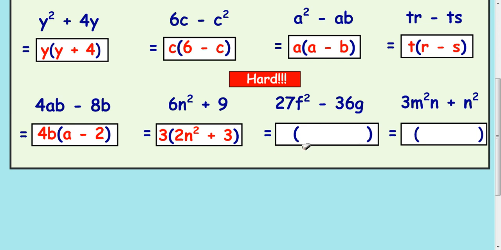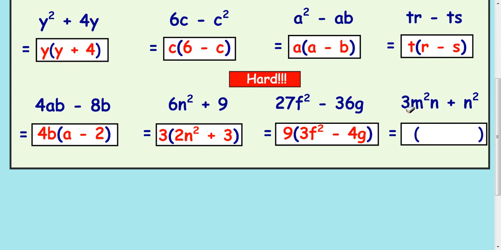On this one here, I look for the highest common factor of 27 and 36, that's 9. I look for a letter, and I can't find one that's common to both bits. I then say, okay, I need 27, so I need to multiply by 3, and I need my f squared there. So when I multiply all that, I get this bit. I take away 9 times what makes 36? That's 4. I need my g as well though, to make 36g.